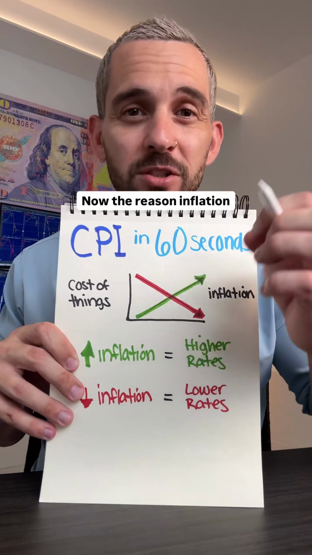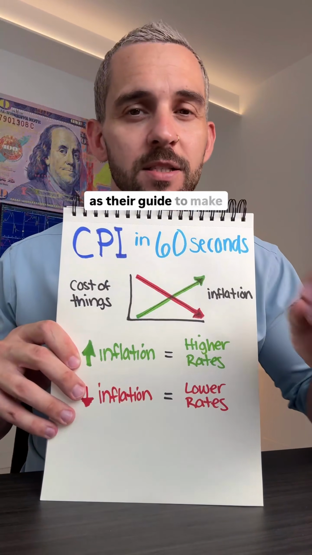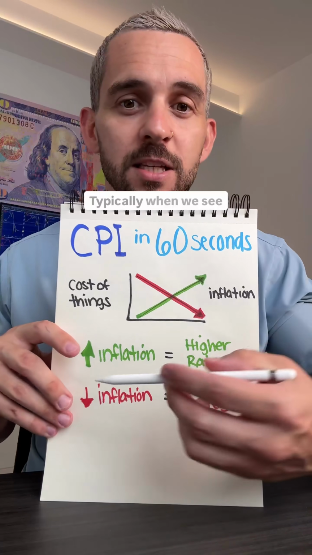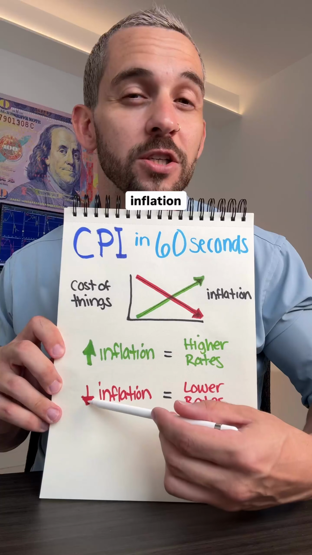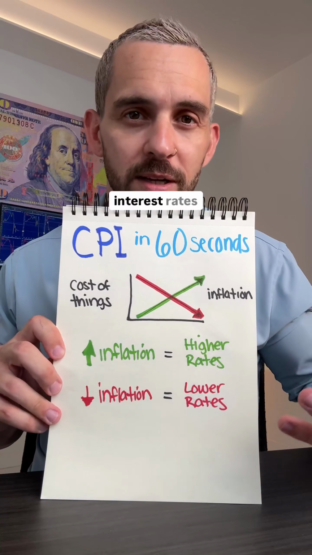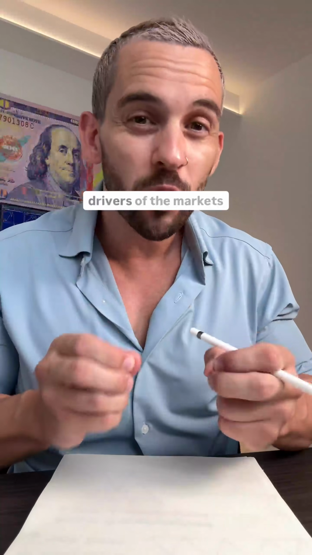Now, the reason inflation is so important is because the Federal Reserve uses this as their guide to make their decisions on interest rates. Typically, when we see inflation going up, they will raise rates. But when we see inflation dropping, they will lower interest rates. And the reason interest rates are so important is because it's one of the main drivers of the markets.